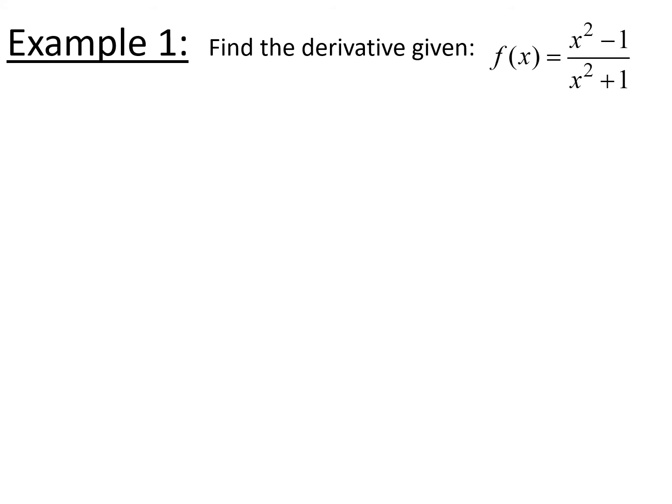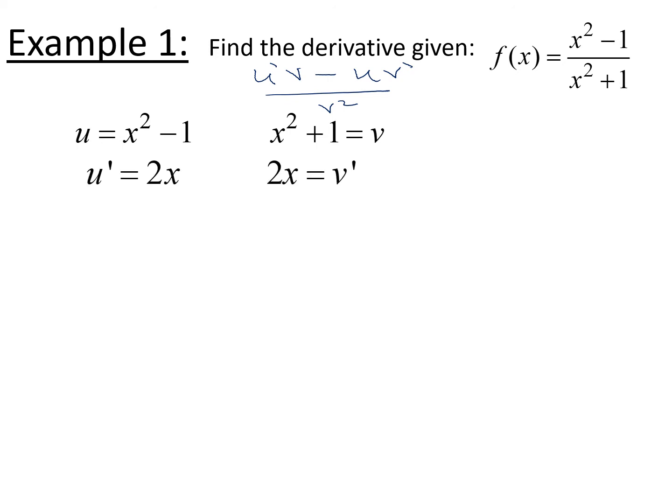Example 1. Find the derivative given f of x equals x squared minus 1 divided by x squared plus 1. So we're going to apply this to the quotient rule. So it's going to be u prime v minus u v prime divided by v squared. Okay, so we're going to keep rewriting that and repracticing that. One way to do this is to identify the top and bottom function as u and v, and then find their derivatives. These two both happen to have the same derivative of 2x.